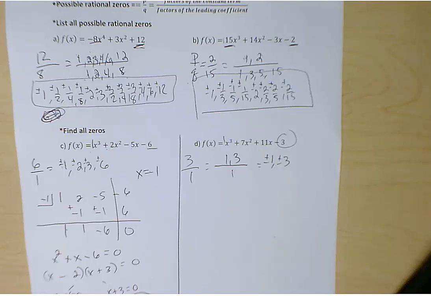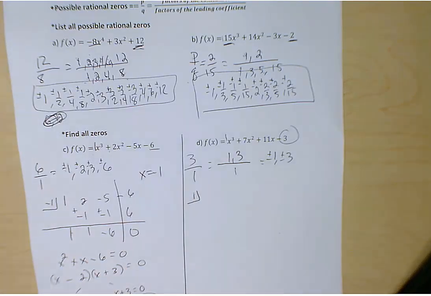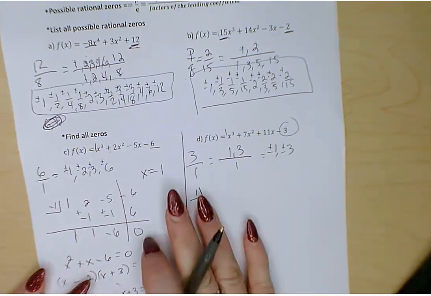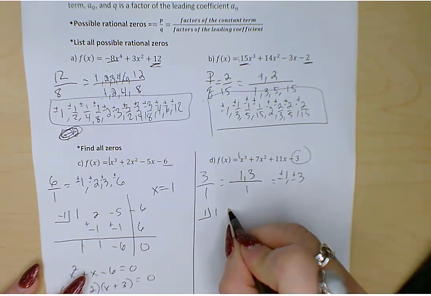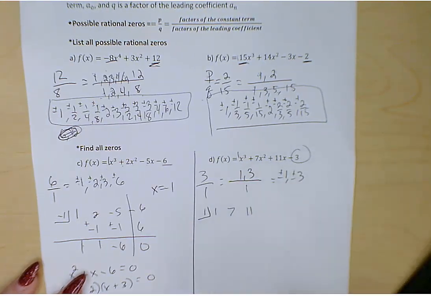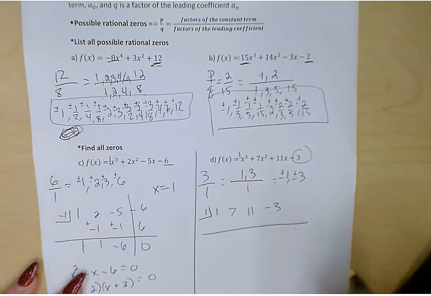So only 4 options to choose from with that particular one. So let's see, I'm going to just start with a 1 and just see what happens here. If I start with a 1, my coefficients are 1 for x cubed, 7 for x squared, 11 for x, and then a -3.